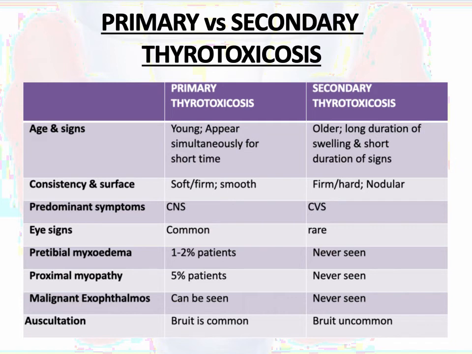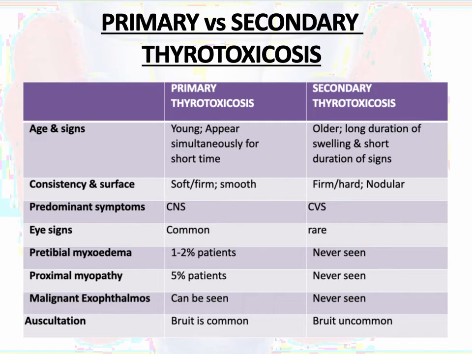So sometimes patients only present with a cardiac problem, and when you investigate, you come to the conclusion that this is secondary thyrotoxicosis. So you have to be vigilant. Eye signs are common in primary, rare in secondary. Pretibial myxedema 1 to 2% in primary, never seen in secondary. Proximal myopathy 5% in primary, never seen in secondary. That is muscle weakness. Malignant exophthalmos can be seen in primary, never seen in secondary.